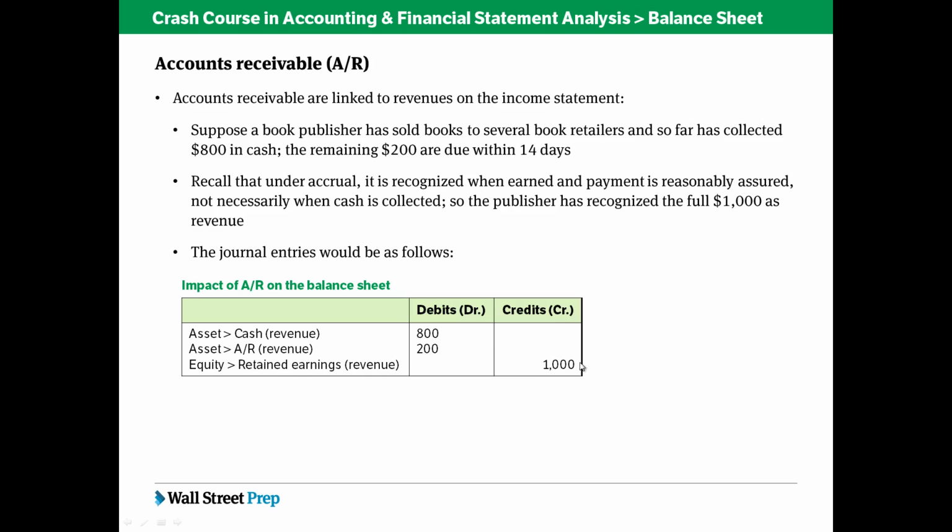So we see a $1,000 credit to retained earnings and an $800 debit to cash. Obviously here, debits don't equal credits. The offsetting entry to make everything balance is the recognition that now you have $200 in money owed to you over the next 14 days, and that's going to qualify as accounts receivable.